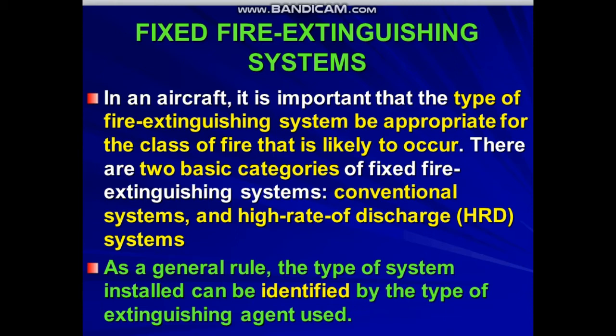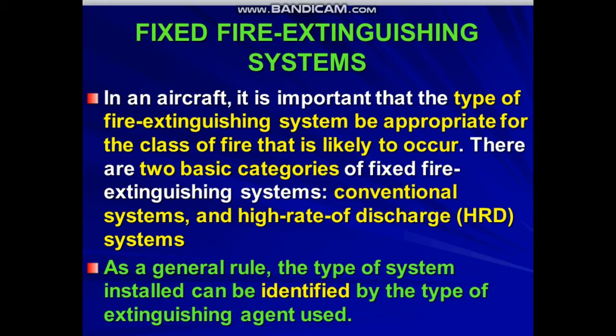In an aircraft, it's important that the type of fire extinguishing system be appropriate for the class of fire that is likely to occur. For example, in the cargo compartment, we can't use a portable system, so we will use a fixed system.